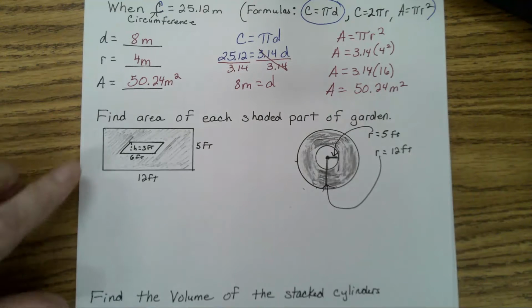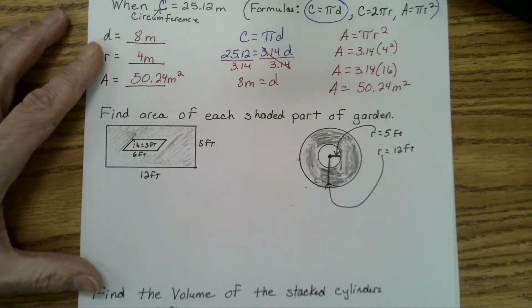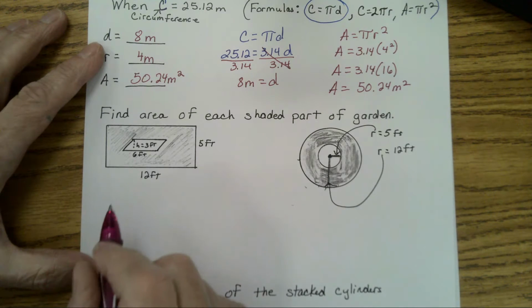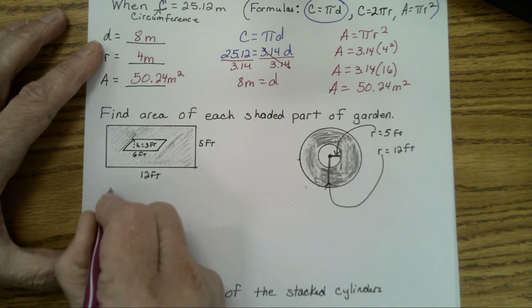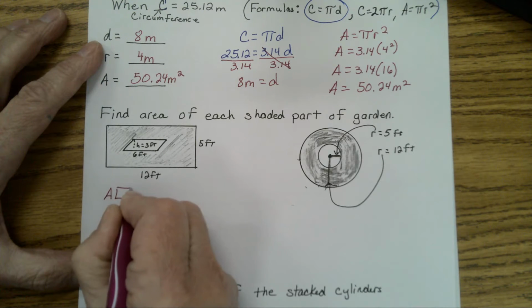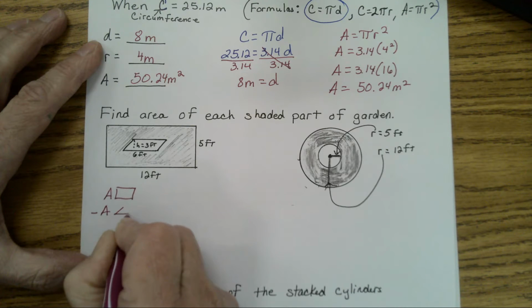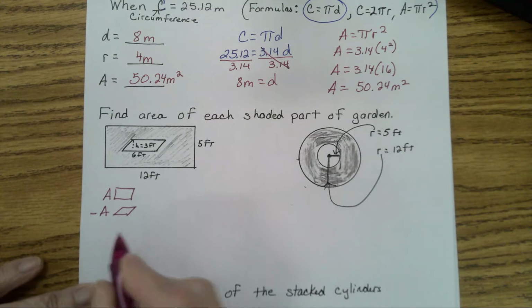This one is actually a 6th grade standard. I want to make sure you know how to do this. This one's not that hard. And you might see it on ClearSight next week, something like this. You're going to find the area of the big rectangle minus the area of the parallelogram. I always just like to draw my shapes so I know what I'm doing.